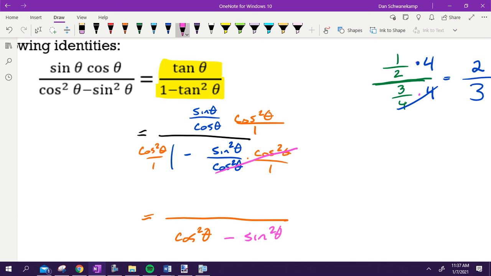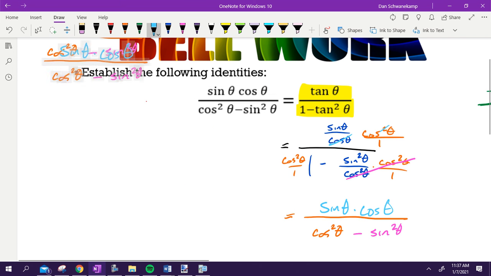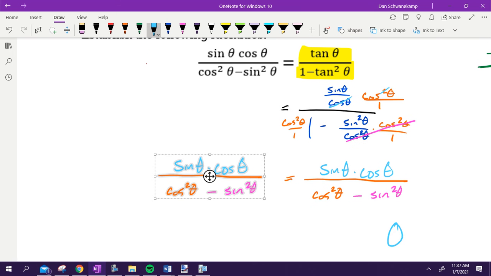Okay, on top, I've got sine over cosine times cosine squared. What can I do there? Cancel a cosine. It's cosine squared and cosine. I'm going to cancel one of those. I'm left with sine of theta times cosine of theta. That's a good sign. That's what we were trying to get to. Look, we're done. We got this side right here, and it's equal to that side right there. We win, QED.